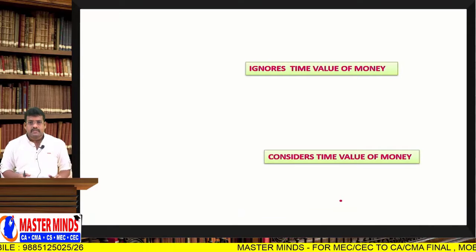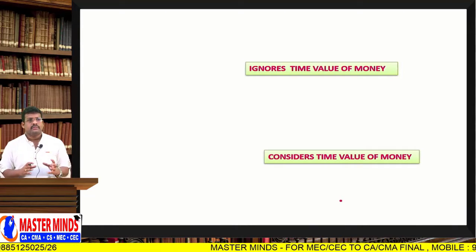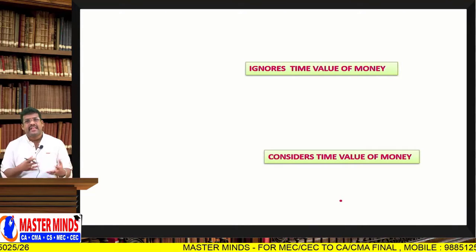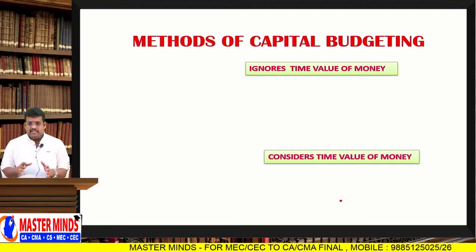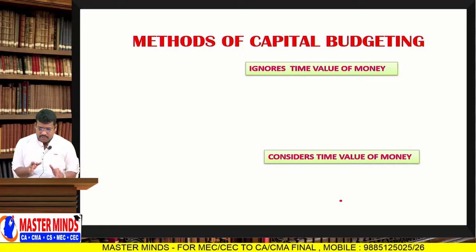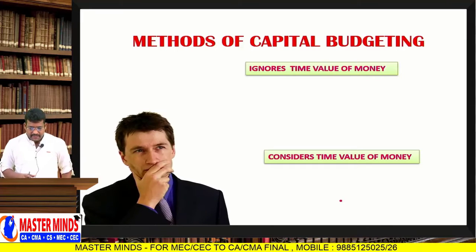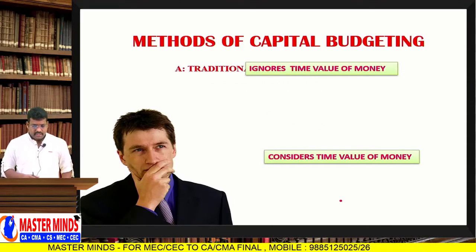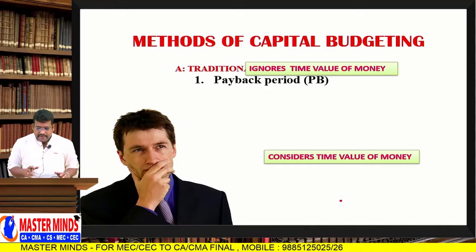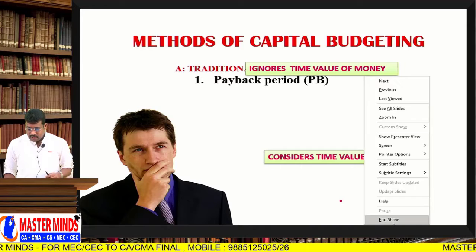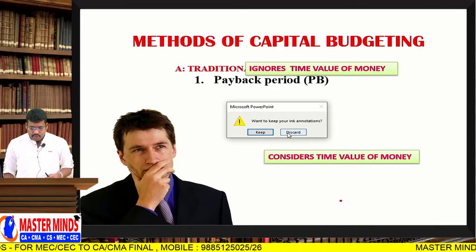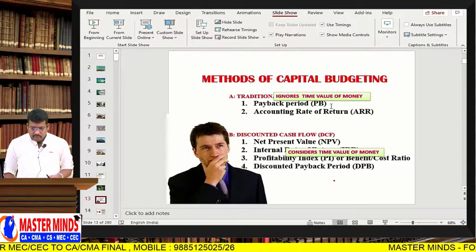Right. The next concept is, in order to evaluate the project, you must learn various methods, dear students. These methods of capital budgeting are classified into two types. One is traditional methods, another one is modern methods. Traditional methods ignore the time value of money.